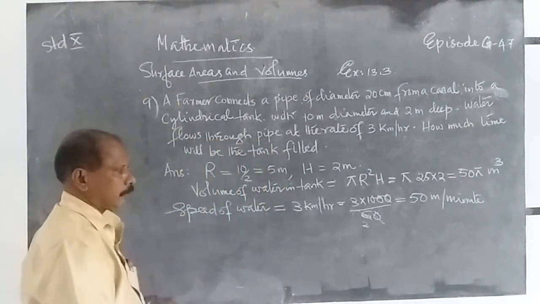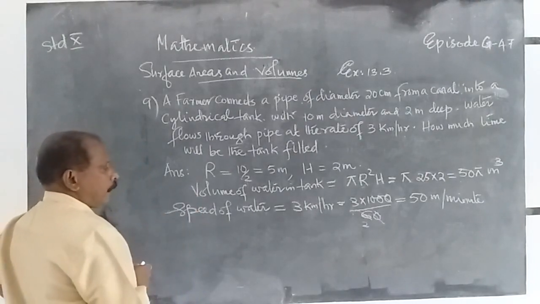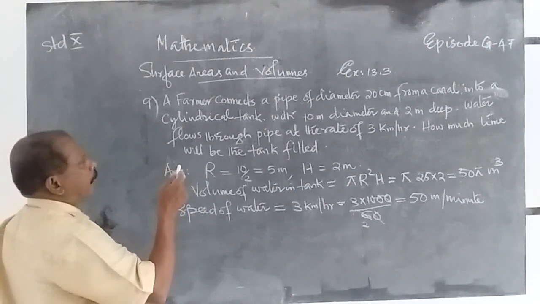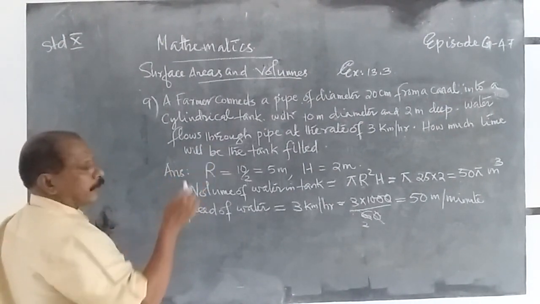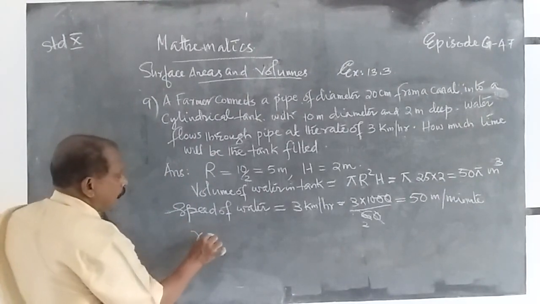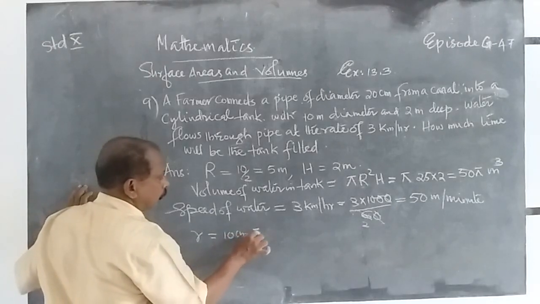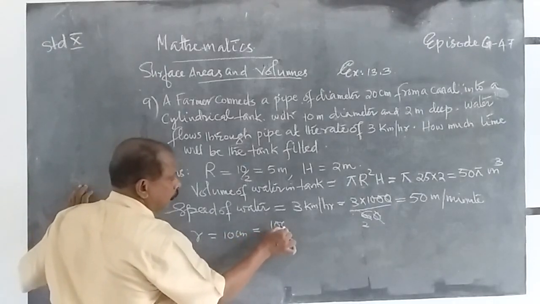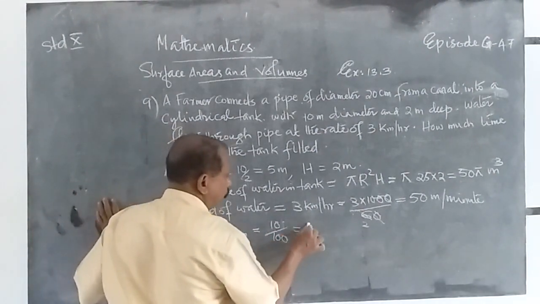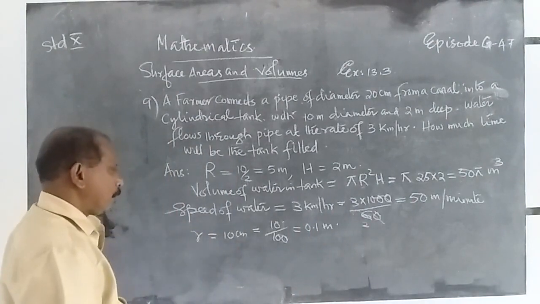That is length. Clear? Then we know that the diameter of the pipe is 20 centimeter. That is diameter in centimeter. Therefore, small r is equal to 10 centimeter, which is equal to 10 by 100, that is 0.1 meter.